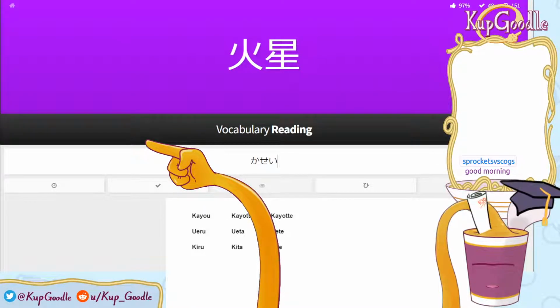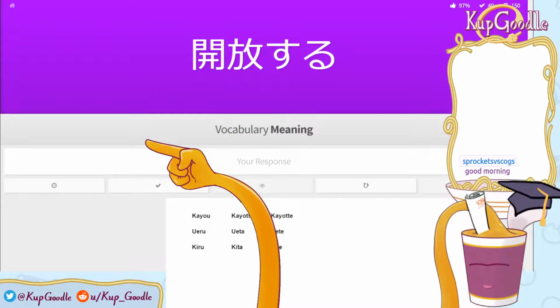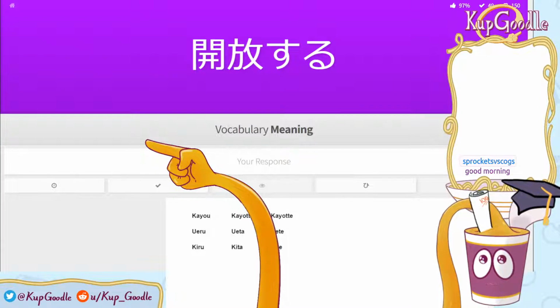Kase. Firestar is not the Marvel character. Or is there a DC character named Firestar as well? No, that's Starfire. DC has Starfire. Marvel has Firestar.